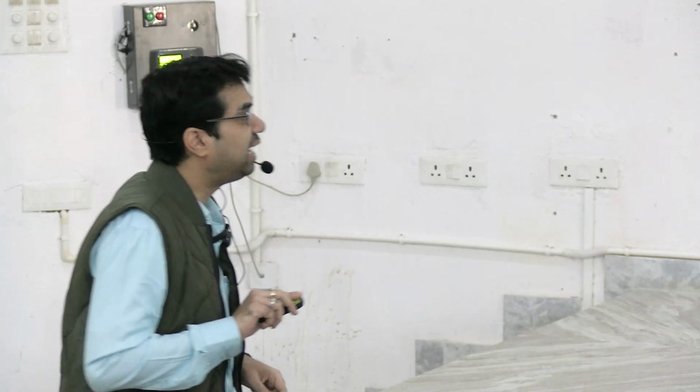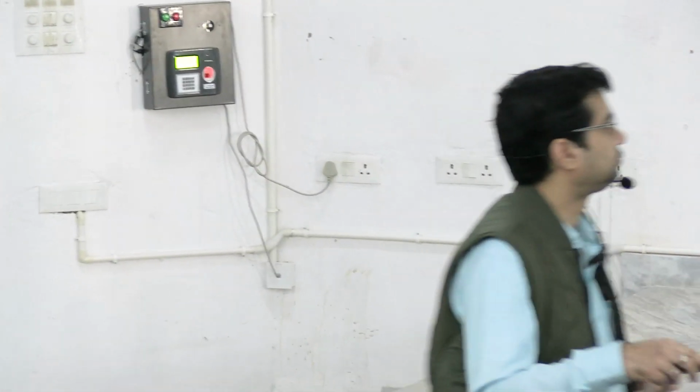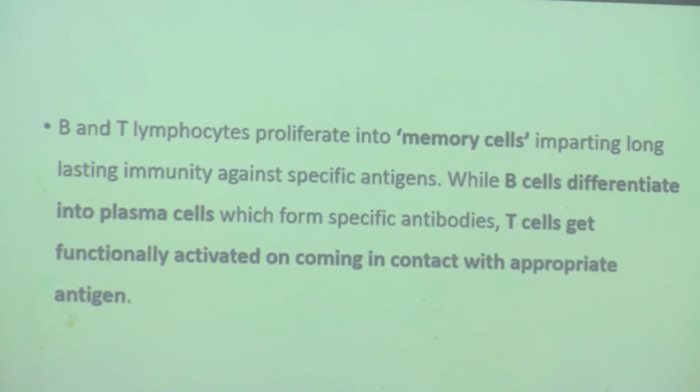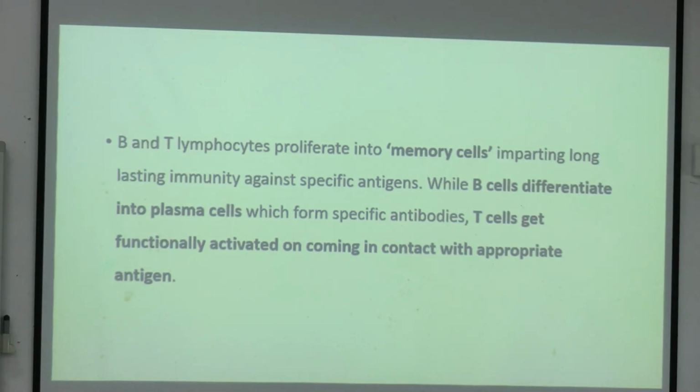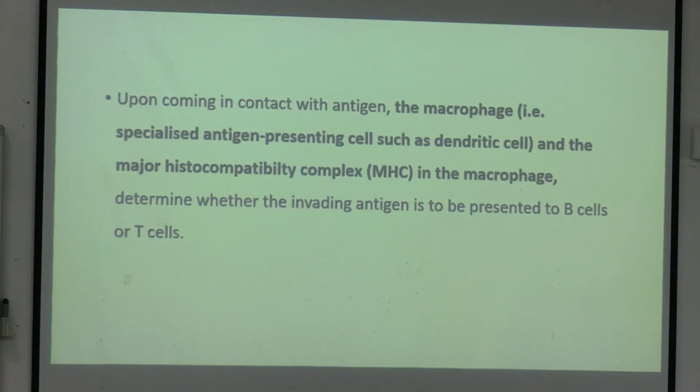Morphologically, lymphocytes appear as a homogeneous group, but functionally there are two major lymphocyte populations, T and B lymphocytes, and there is another cell, the NK cell, natural killer cell. B and T lymphocytes proliferate into memory cells, imparting long-lasting immunity against specific antigen, while B cells differentiate into plasma cells. T cells get functionally activated on coming in contact with appropriate antigen.